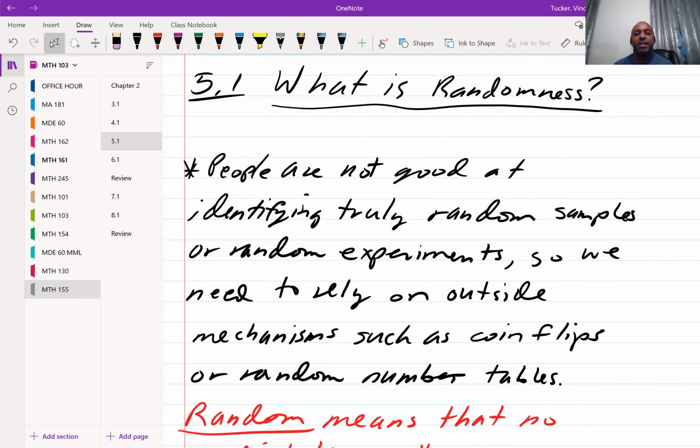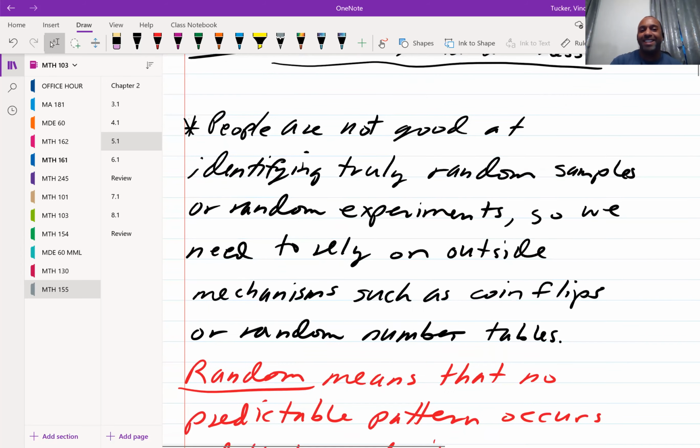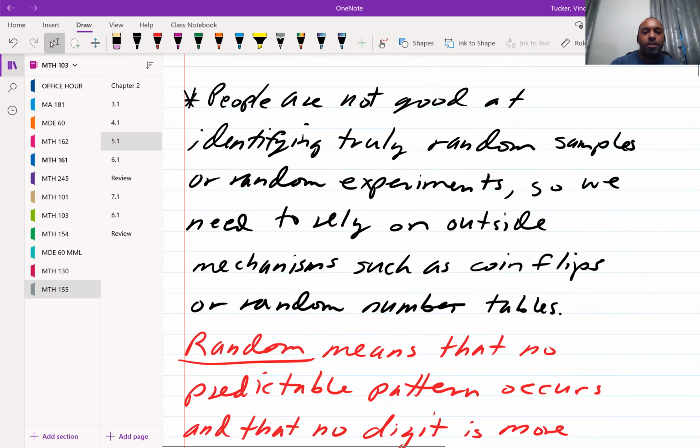So what is randomness? People are not good at identifying truly random samples or random experiments, so we need to rely on outside mechanisms such as coin flips or random number tables. Basically, if I ask you to choose five people at random, you may be able to do five, but if I ask you to do 50, at some point your biases or just being tired will kick in, and you'll be like, okay, I'm picking everybody with blue, and the randomness gets messed up.